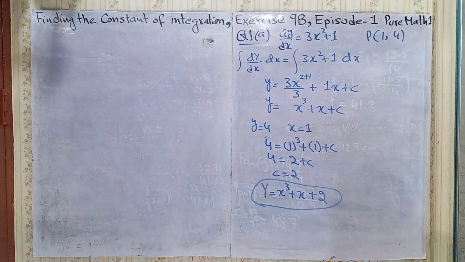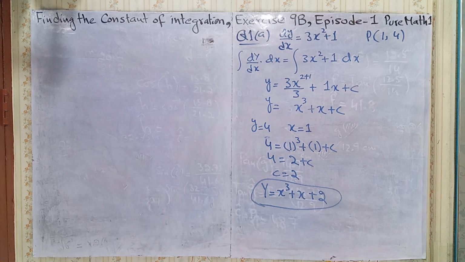Let me check from the book. It is x cubed plus x plus 2. So I think the answer is right. This is how you find the value of C, the constant of integration, and then you are able to tell what the equation of the curve is.